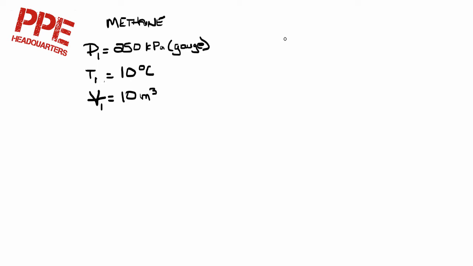Okay. Now, oftentimes we want to take this into a situation of standard conditions. So sometimes they'll give us what we did over here in state 1, and they'll ask us, what is this described as in standard conditions? So standard conditions we know are 101.3 kPa, and that's in atmospheric. We don't have to worry about putting that into gauge. And our temperature at standard conditions is 15 degrees Celsius.